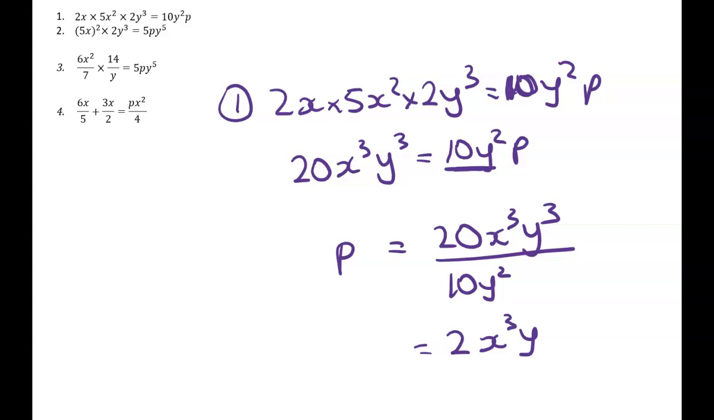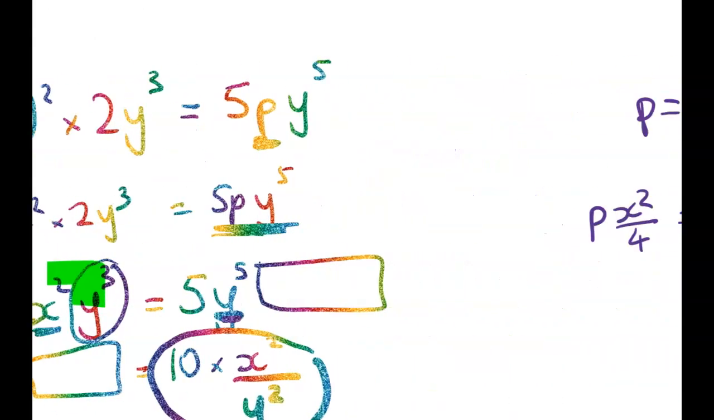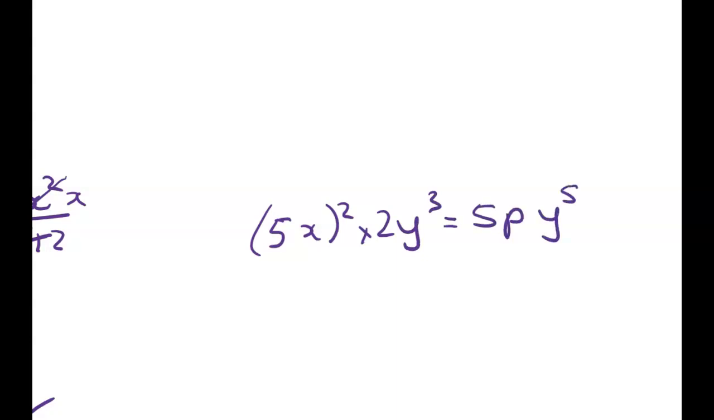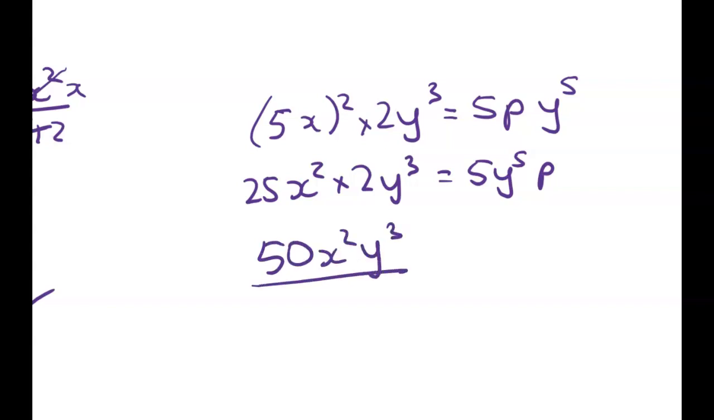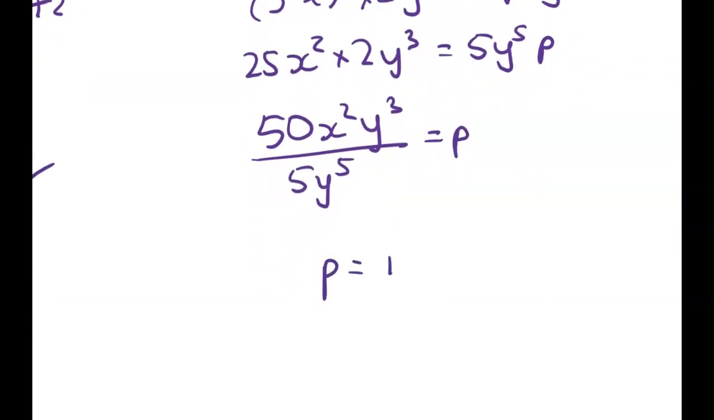In question 2, if we do it that way, let's see what we get. Right, question 2. 5x squared times 2y cubed is equal to 5p y to the 5. Cleaning up on the left again, we get 25x squared times 2y cubed equals 5y to the 5 times p. 50x squared y cubed divided by 5y to the 5 is equal to p. So p will equal 10x squared over y squared, and so on.